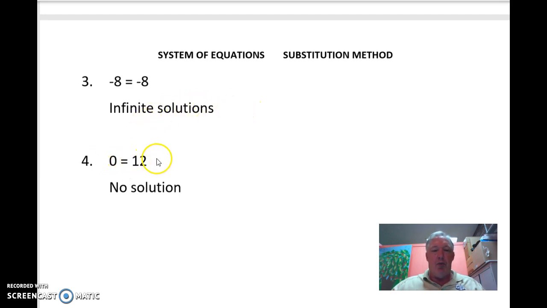And in the case when we eliminate both the number and the variable that were next to each other, and you end up with two numbers, but look, they're not equal to each other. 0 does not equal 12, then you just write out the words no solution.